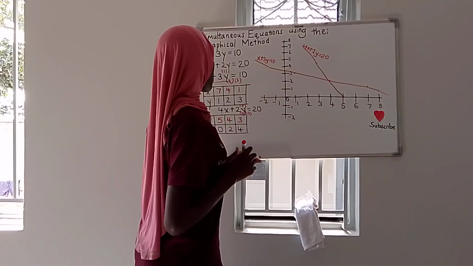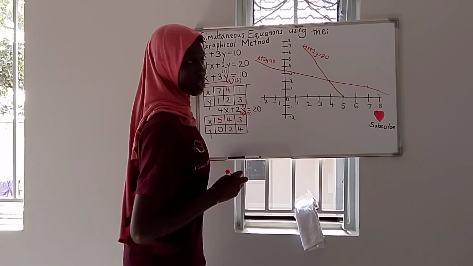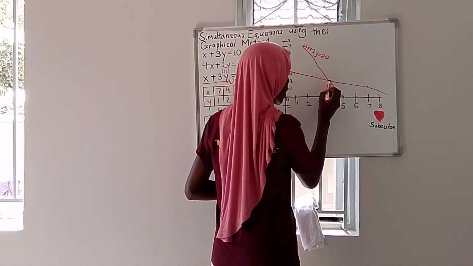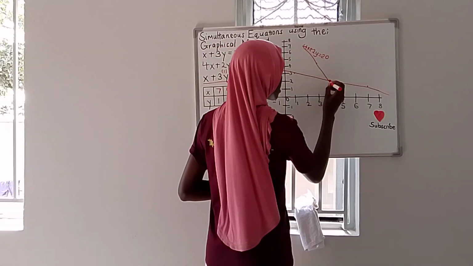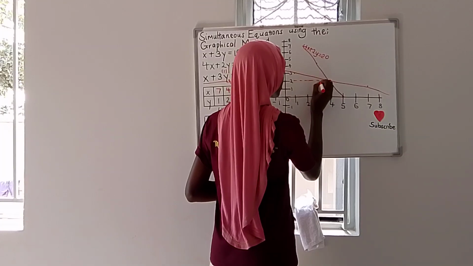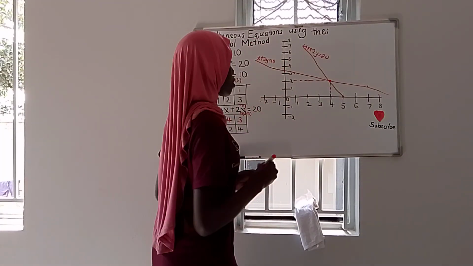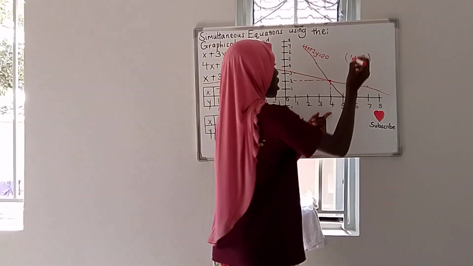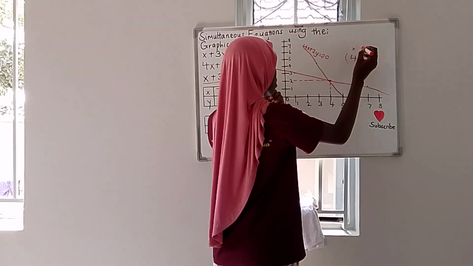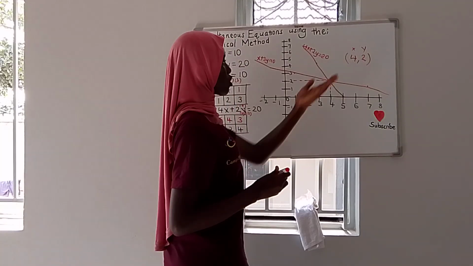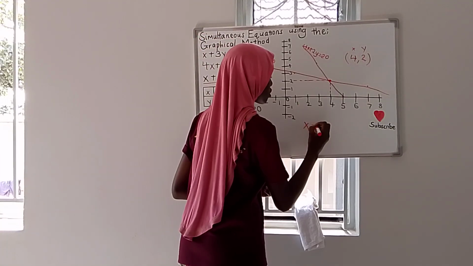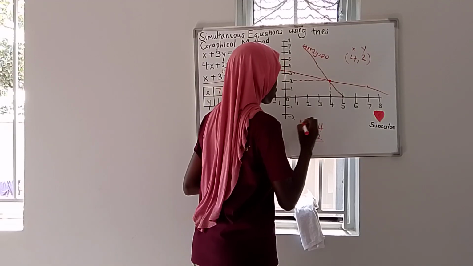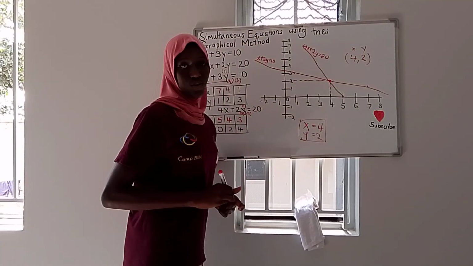So to solve this equation, to find the x and y for this equation, all we have to do is look for that point where these lines intersect. And if you look carefully, you get to see that that point is the coordinate 4, 2. Whereby 4 is our x coordinate and 2 is the y coordinate. So we therefore conclude that x is equal to 4 and y is equal to 2. And that concludes the use of the graphical method.